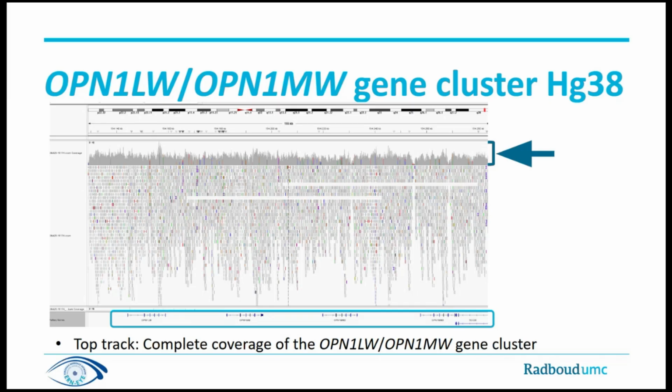On top you can see the coverage, and the length of the vertical lines depict how many times this position has been sequenced. So this is the coverage. You can see some small dips in the coverage, but it's sufficient for variant calling. So the reason why no opsin variants are called in the normal standard analysis is not due to coverage problems. So now you can go to the next slide.